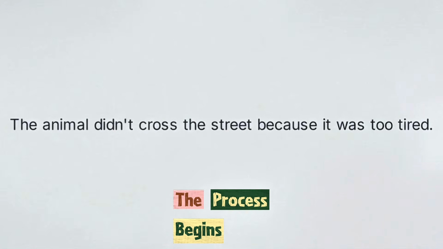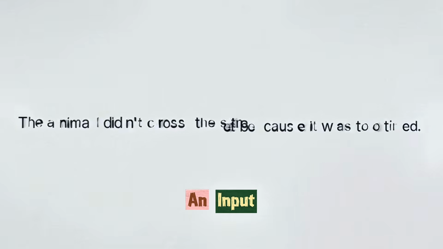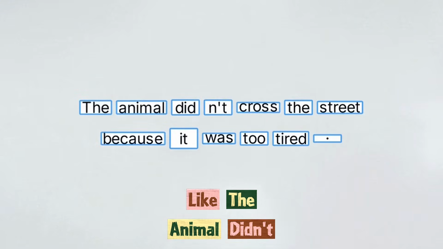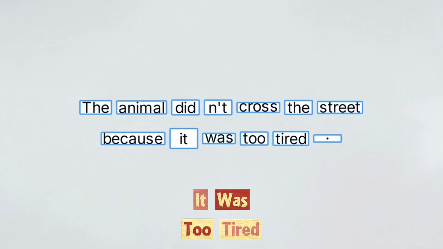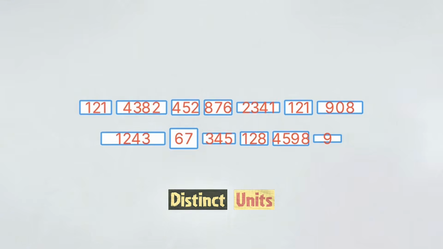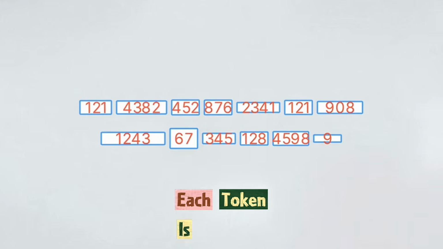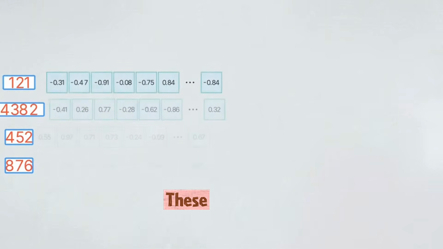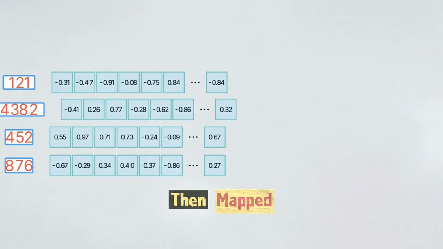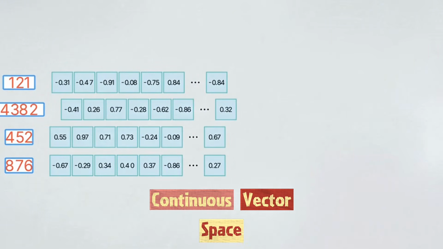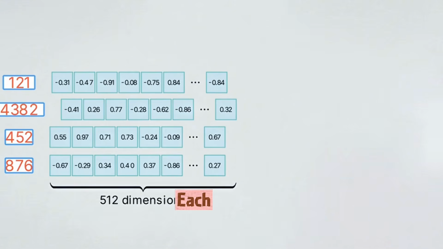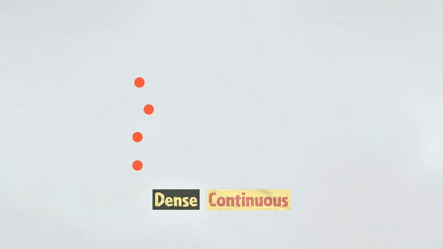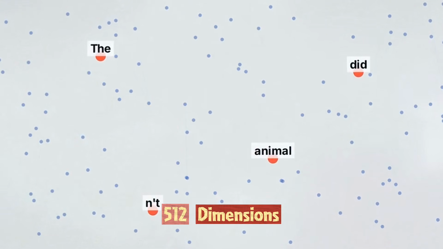The process begins with tokenization. An input sequence, like "the animal didn't cross the street because it was too tired," is broken down into distinct units called tokens. Each token is assigned a unique numerical ID from a predefined vocabulary. These discrete IDs are then mapped into a continuous vector space through an embedding layer. Each token becomes a dense, continuous vector of 512 dimensions.